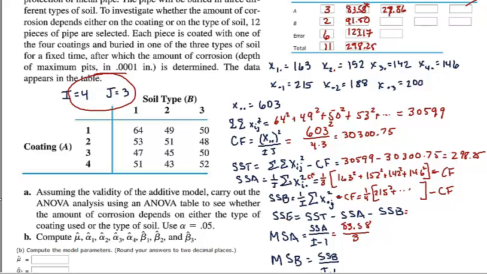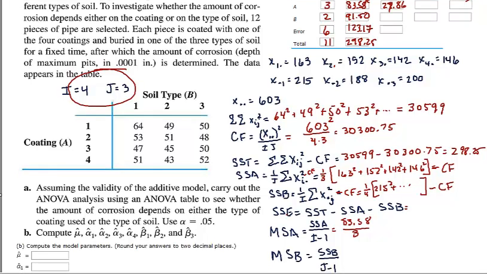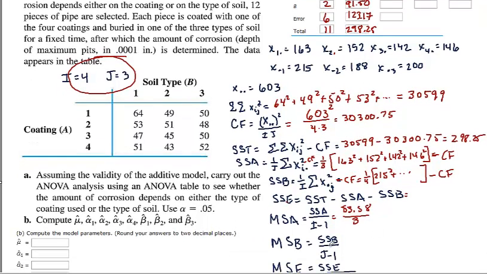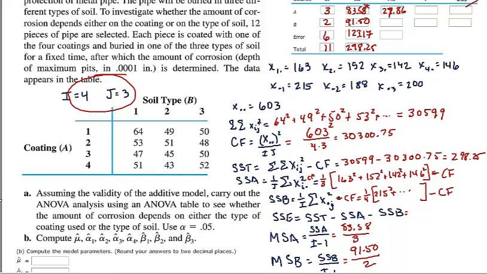Continuing on, MSB is just your SSB over J minus 1, so that is 91.50 divided by J minus 1, so it's divided by 2. You crunch those numbers, you should get 45.75.